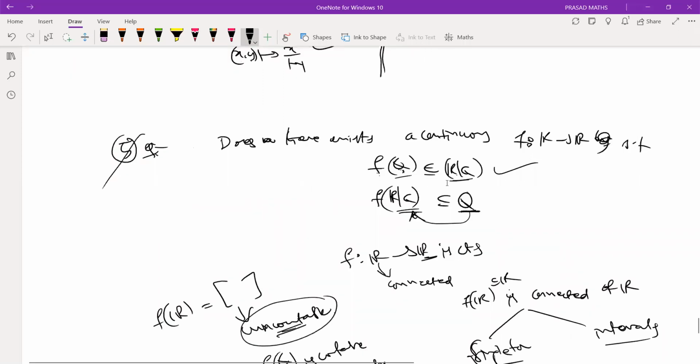There is no such map. f takes irrationals to irrationals, f takes rationals to rationals. There is no such continuous map. This is a very, very important question.